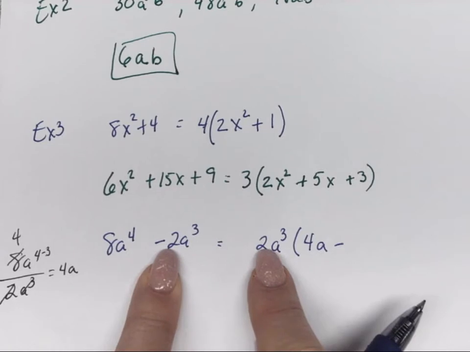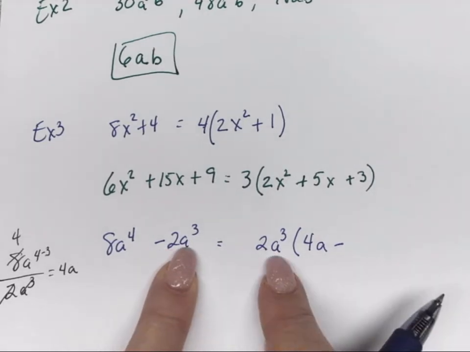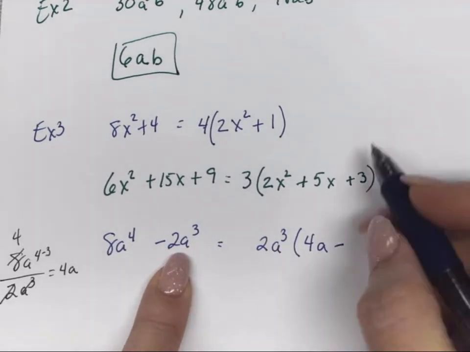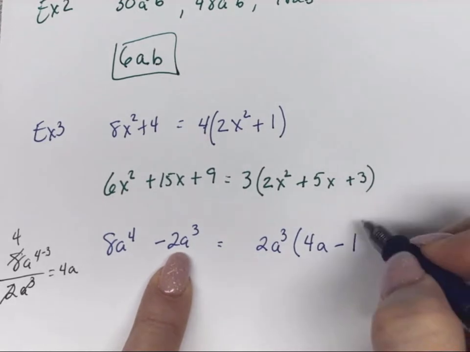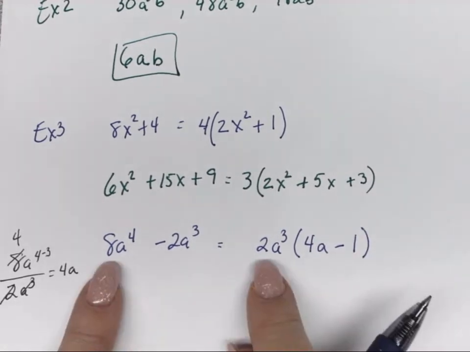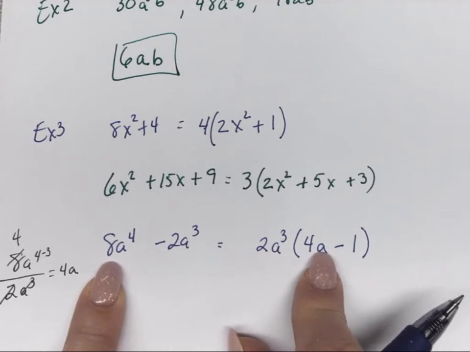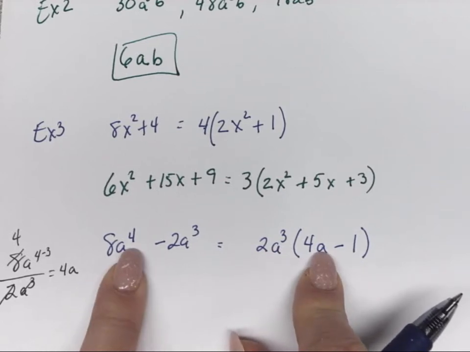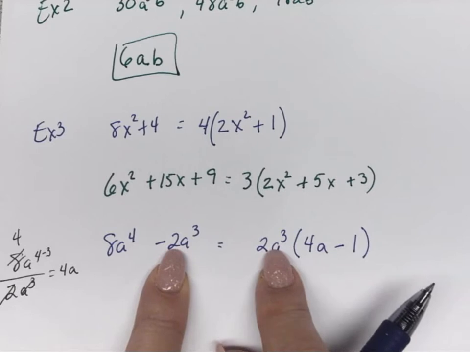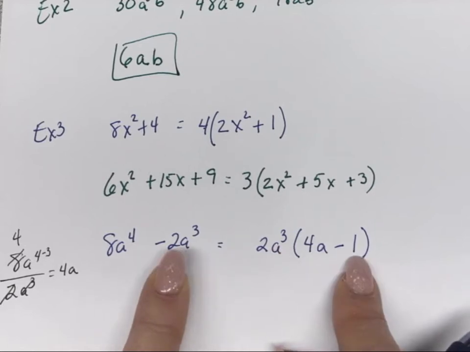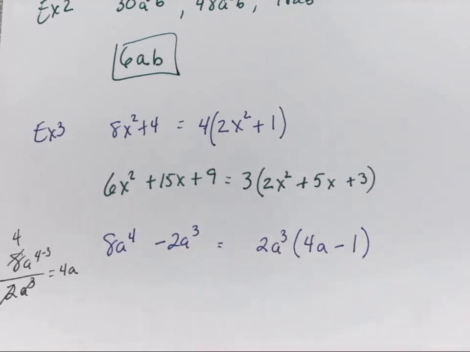All right, we have a minus. 2 divided by 2 is going to get us 1. And the a cubed, well, this is the same thing, right? So it's going to be a 1. And again, I can multiply it back out. 2 times 4 is 8. A cubed times a to the 1st, we add our exponents, we get back to 4. And then 2a cubed times a negative 1 would be negative 2a cubed.